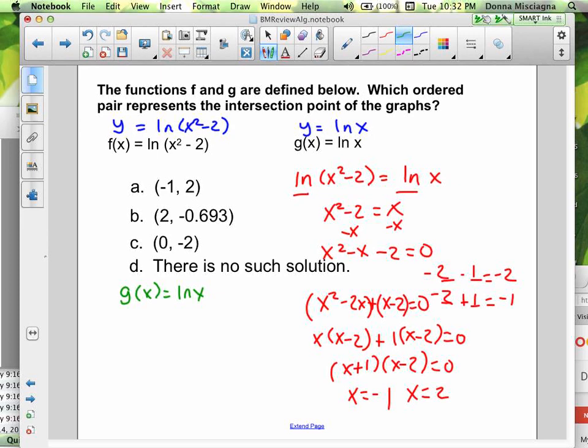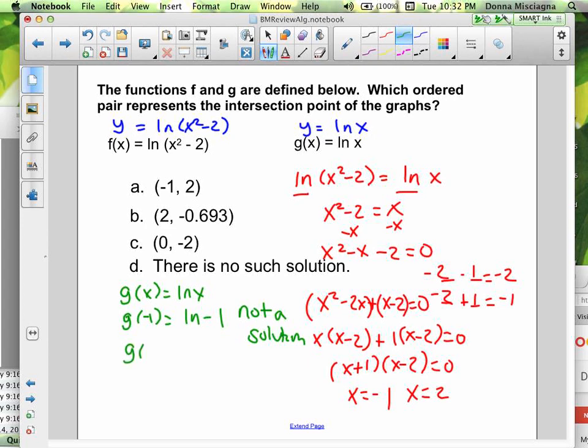So if we plug in negative 1, g of negative 1, we get natural log of negative 1. If you try plugging that into your calculator, it's going to give you an error message or tell you it's no such number. So this is no good. We can't take the log of a negative number. You can't raise e to a power and get something negative. So this is not a solution. Negative 1 is no good. That's an extraneous solution. Okay? So let's try the other one.